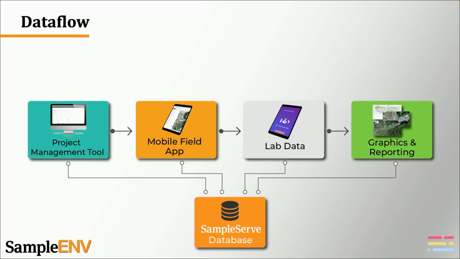Here's a quick schematic of our data flow through the system. The project management tool pushes data to the mobile field app, which pushes to the lab app. Then, if you've opted in, you're able to generate all the graphic reports. All the components are connected to a secure central database.